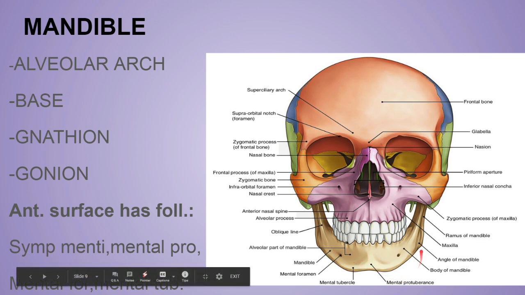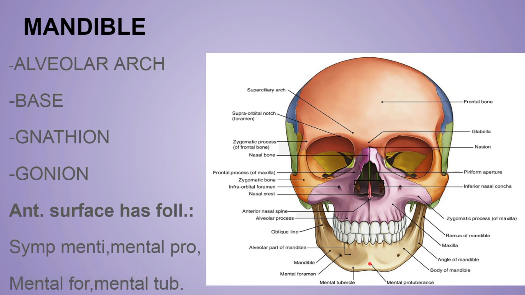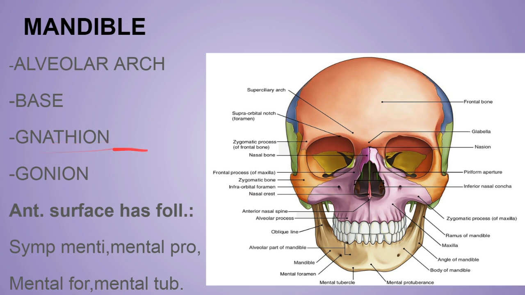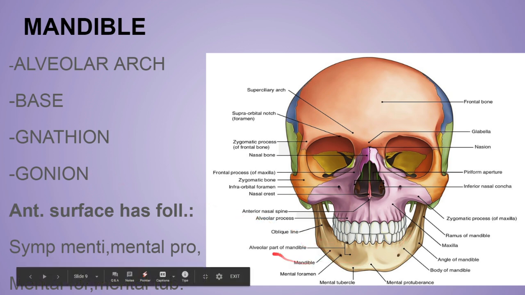The middle point of this is known as the gnathion, or we can say mental point, and the point on the angle of the mandible, somewhere over here, is known as the gonion. So don't confuse between these two. Gnathion is the middle point of the base of the mandible, and the gonion is at the angle of the mandible. Now the anterior surface of the body of the mandible mainly represents, first of all, the symphysis menti.